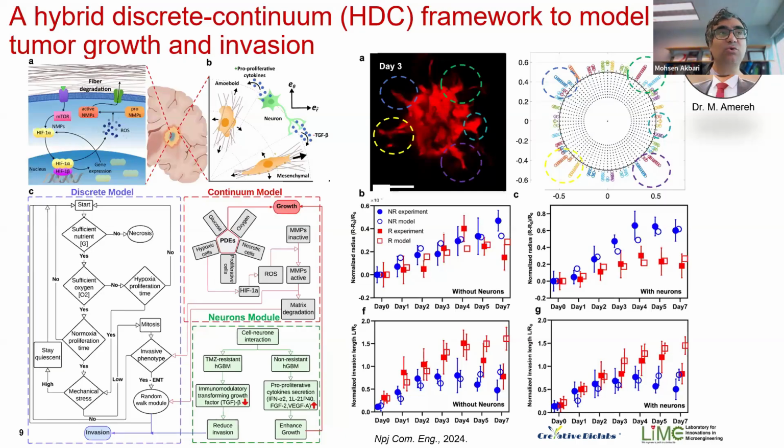The model has two components. A continuum component that models the tumor mass and its growth. And then there is a discrete component that is coupled with the continuum component at the interface, and it models the invasive parts of the tumor. So the discrete model follows the cells individually and predicts how fast they grow and what pattern they grow in within the surrounding matrix.